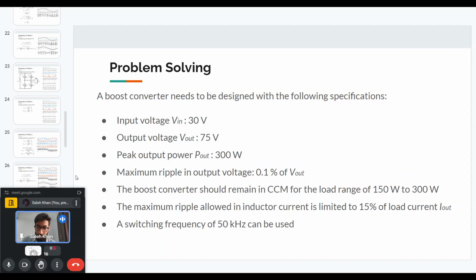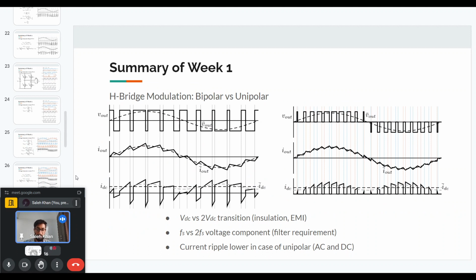Okay, so we can continue now. There is a question in the chat about the ripple in the DC current for the H-bridge inverter. The question is asking who will supply this ripple current. As you can see, there is a high frequency ripple as well as a second harmonic ripple in the DC input current.